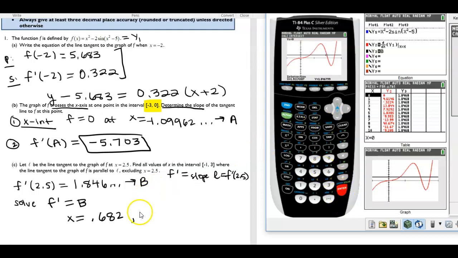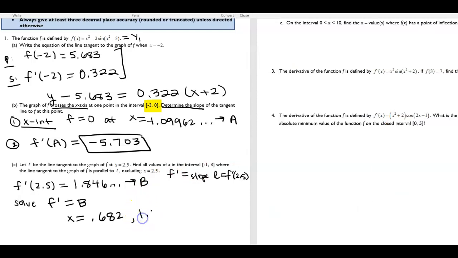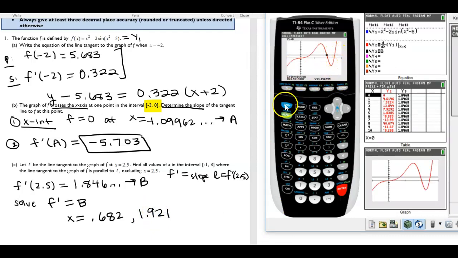So I get 1.921. Now let's check. I see a third intersection point, same process. Second, trace, number 5 for intersect. I don't have to be right on top of that point, but I just need to be close to the intersection point, closer to that one than the others. Hit enter, and hit enter again. And it gives me that intersection point of x equals 2.5.